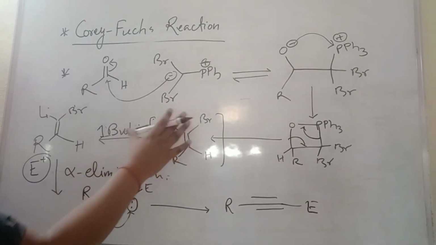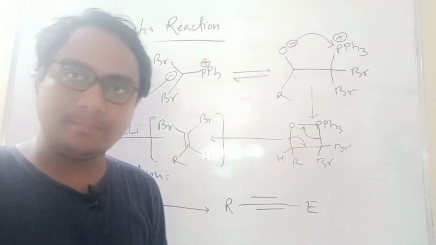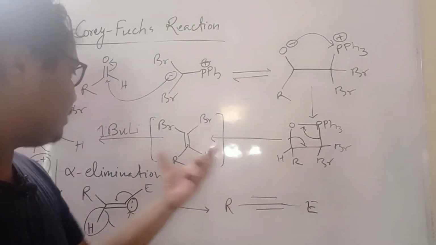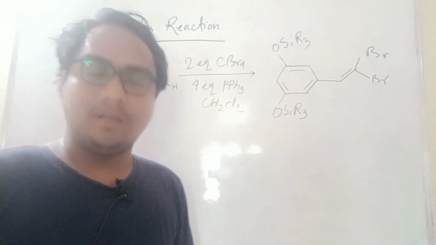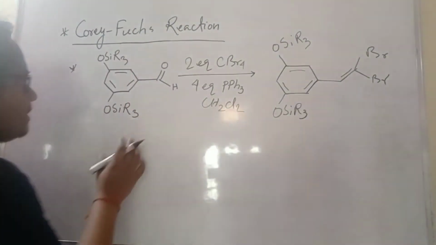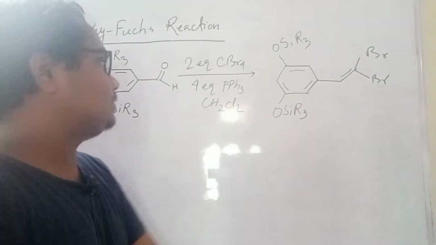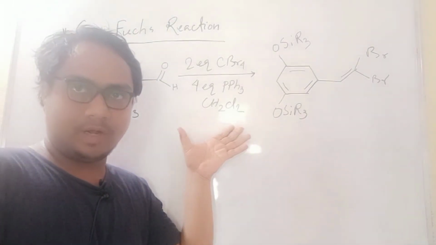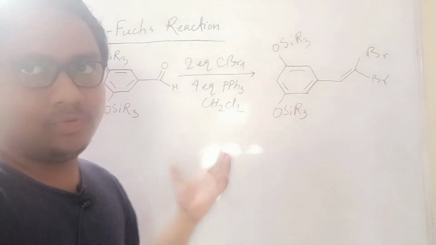So this step is a very crucial, important step of this reaction. In some exams they will give this crucial step. After that they use some electrophile, or they use one equivalent of butyl lithium, and they will ask what happens. Here I give this example, 2 equivalents of CBr4 and PPh3, and you have to get this one. After that butyl lithium or anything you can use. So this step you have to see, this is the main important step of the Corey-Fuchs reaction.